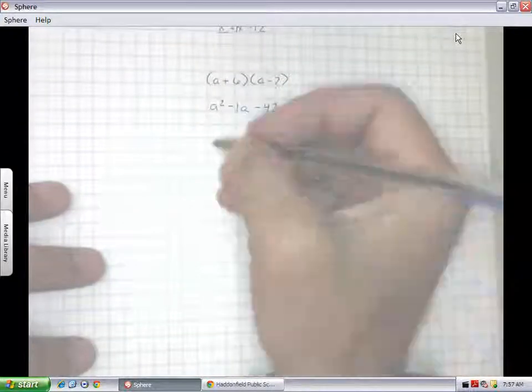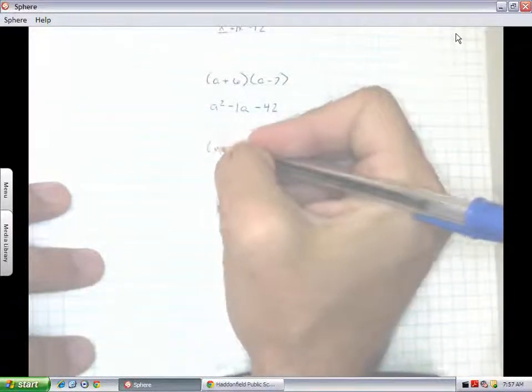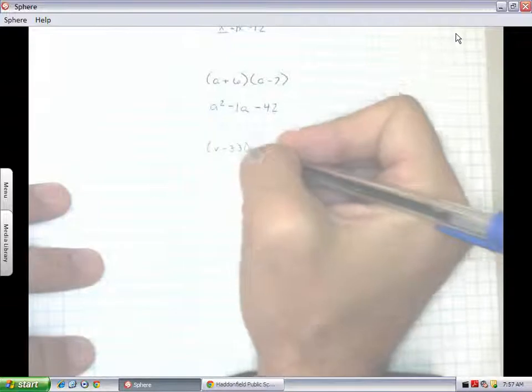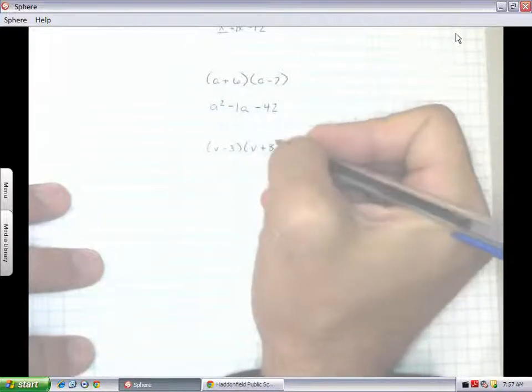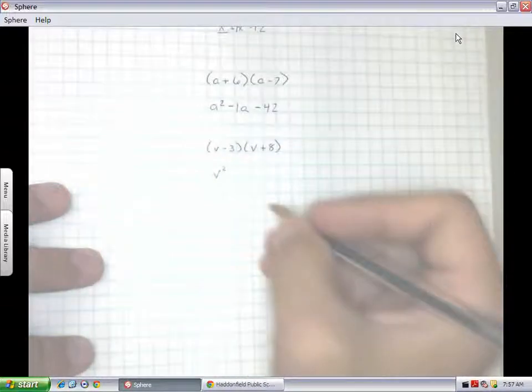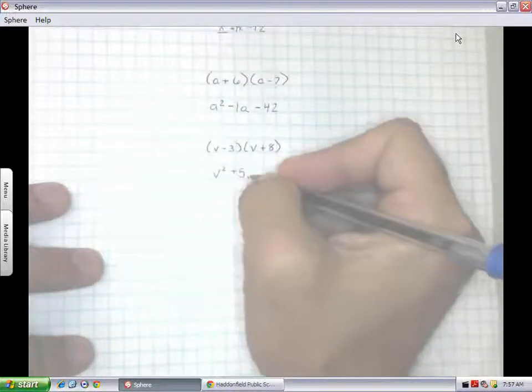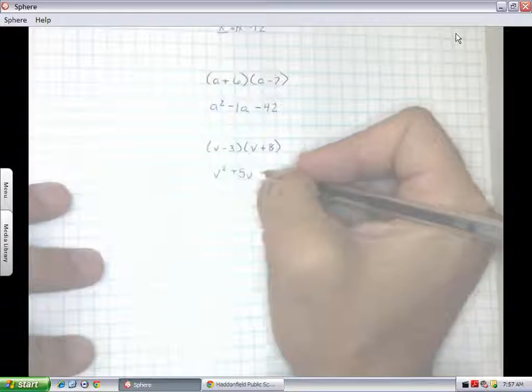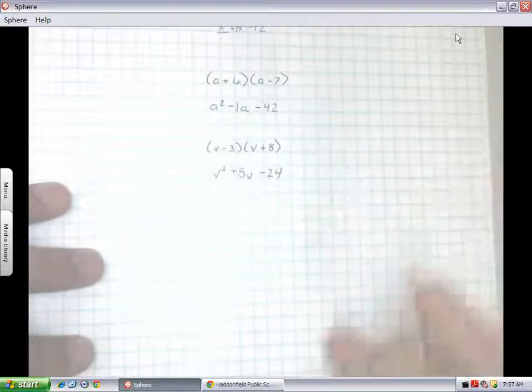Yet again, v minus 3 times v plus 8. v times v gives me v squared. Negative 3 plus 8 gives me 5v. Negative 3 times 8 gives me negative 24.